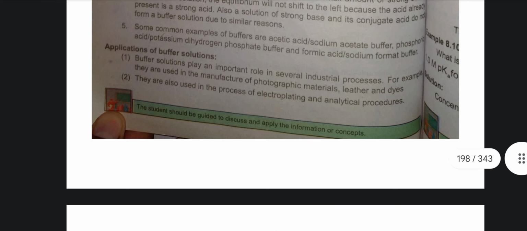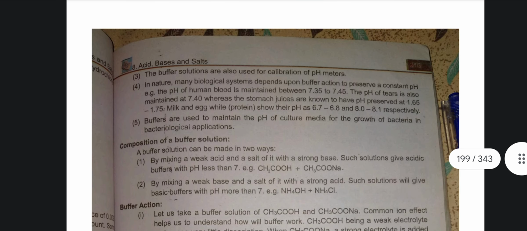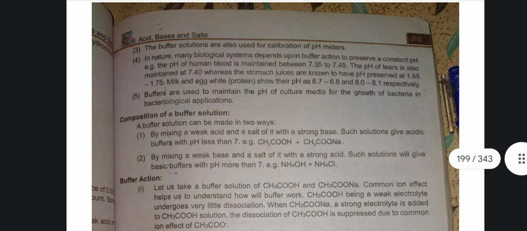Buffer solutions play an important role in several industries. For example, they are used in the manufacturing of photographic materials, leather and dyes. They are used in the process of electroplating and in analytical procedures. And buffer solutions are also used for the calibration of pH meters.